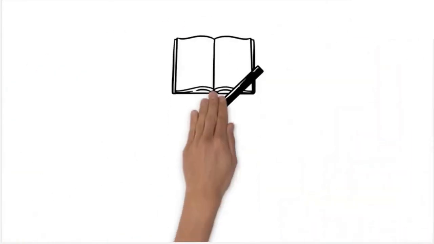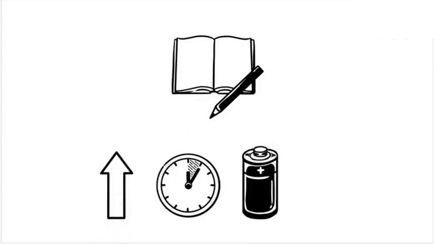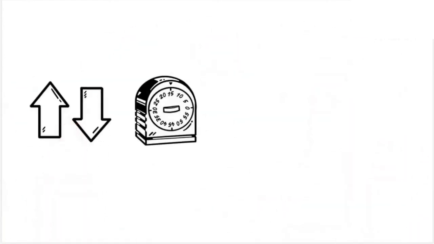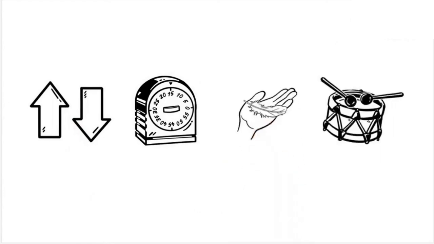Summarizing, today we learned the parameters of sound, which are pitch, duration, intensity, and timbre. By these parameters, we distinguish low or high, short or long, and soft or loud sounds, or musical instruments.